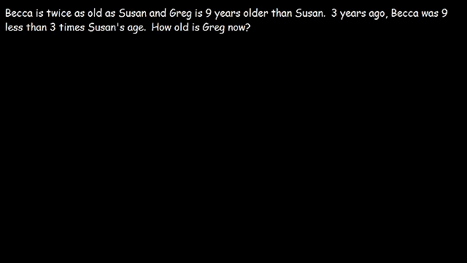Let's try this one. So Becca is twice as old as Susan, and Greg is 9 years older than Susan. 3 years ago, Becca was 9 less than 3 times Susan's age. How old is Greg now?